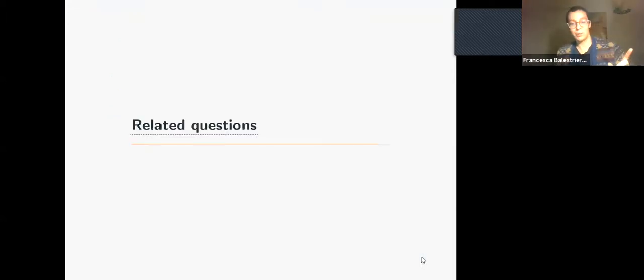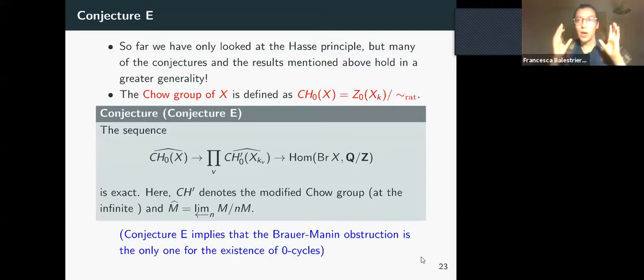Okay, to finish off, I'll just mention one related question. Everything I've said today was about the Hasse principle, so problems of existence of rational points, problems of existence of zero cycles. But that's not the only kind of arithmetic question that you can ask. You can also ask something more related to density questions and things like this. Many of the results and conjectures I've mentioned are way more general than that; they cover more than just the Hasse principle.